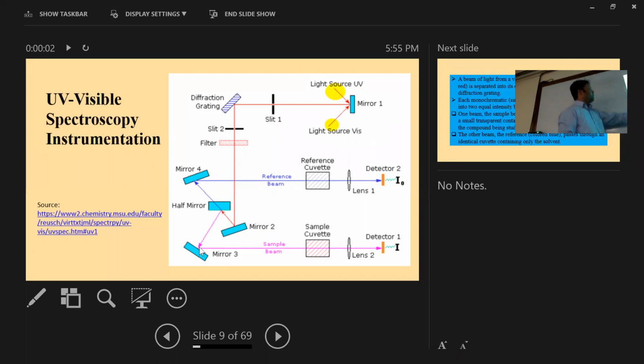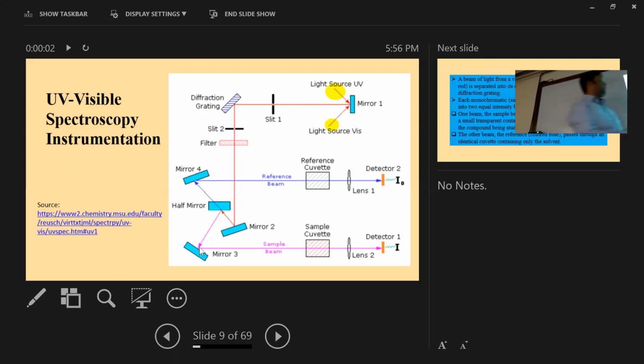Now, if we want to analyze the UV visible spectrum for a molecule, we will have to take two different cells, exactly similar. We will put one cell here and another cell here. Light is coming, 50% through this and 50% through this, and it is going this way and that way.